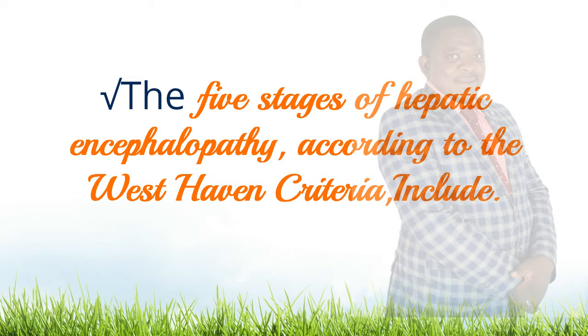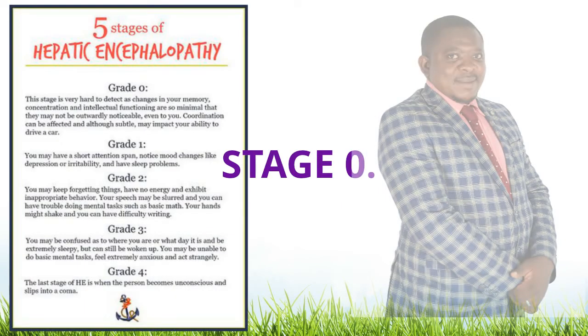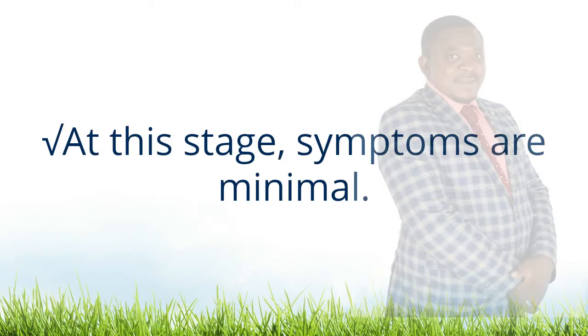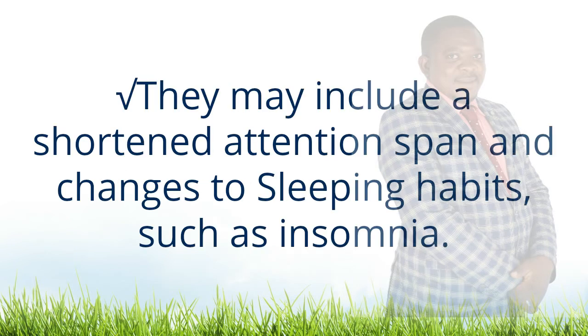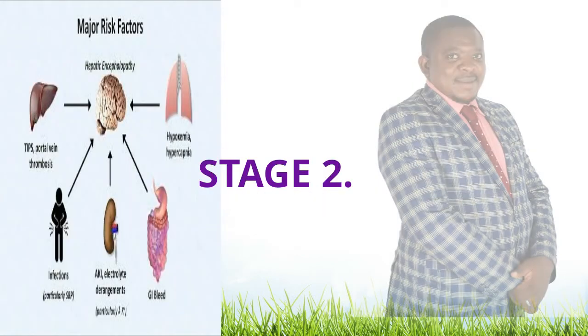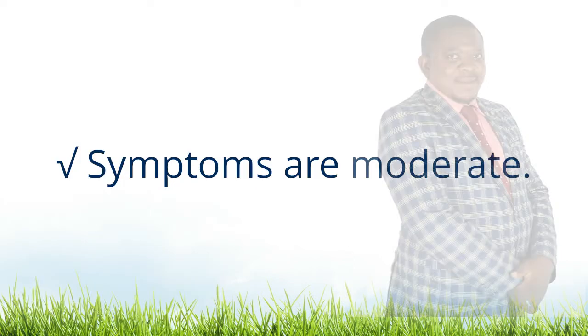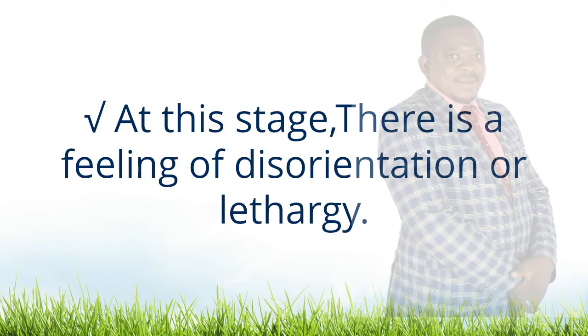So according to West Haven criteria, we have stage 0. At this stage, symptoms are minimal. Then stage 1, symptoms are mild. They may include shortened attention span and changes to sleeping habits such as insomnia. Stage 2 includes symptoms that are moderate, and at this stage there is feeling of disorientation or lethargy.